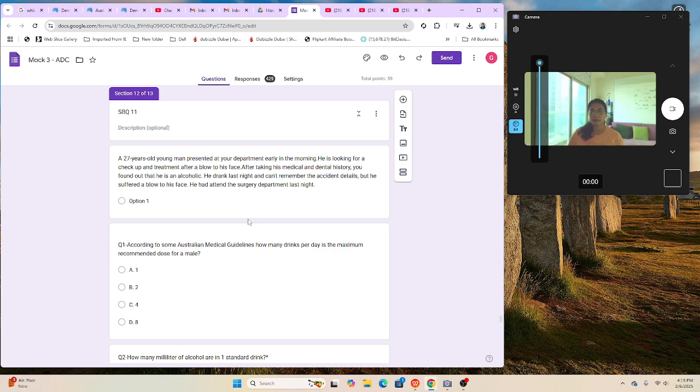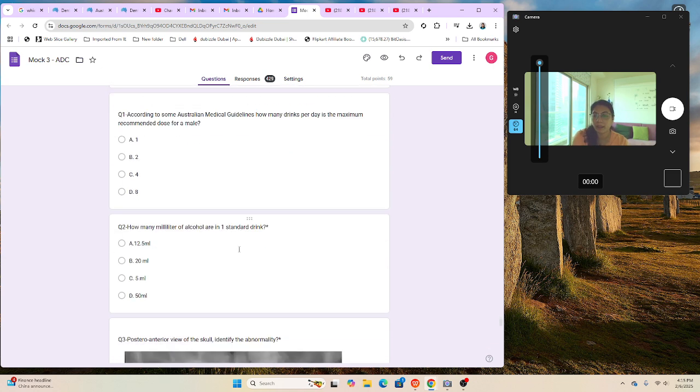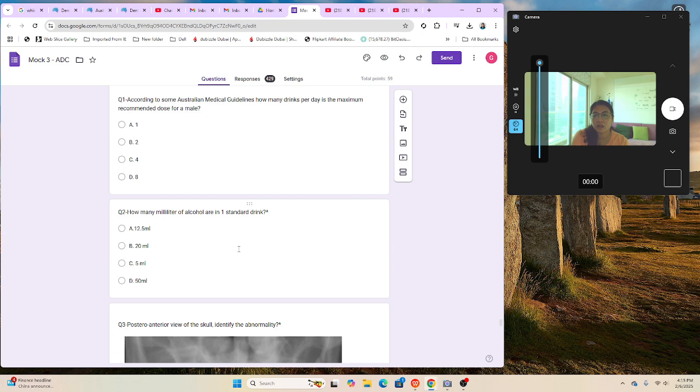Okay, remember this. According to some Australian medical guidelines, how many drinks per day is the maximum recommended dose for a male? This question was actually asked in the exam, so I've not made it up. You have to know this, and it's actually mentioned in the TG also, the therapeutic guidelines. The answer is 4. How many milliliters of alcohol are in one standard drink? 12.5 ml.